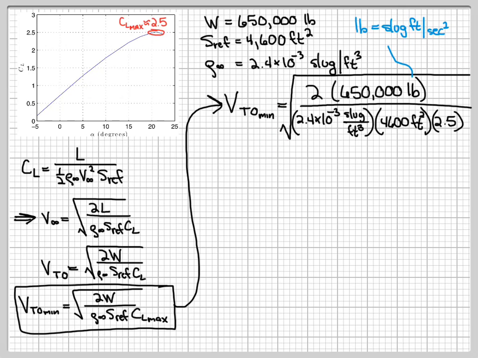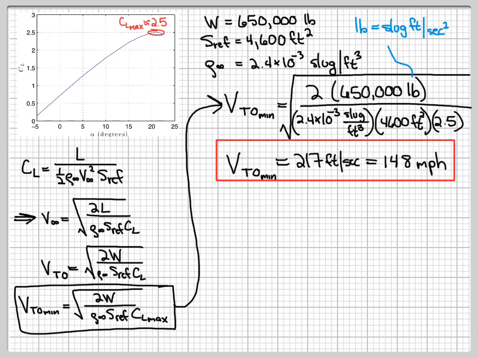So doing that and just evaluating all the math, you should find that the minimum takeoff speed is 217 feet per second. And then you can convert that to miles per hour, and you should find that it's 148 miles per hour.